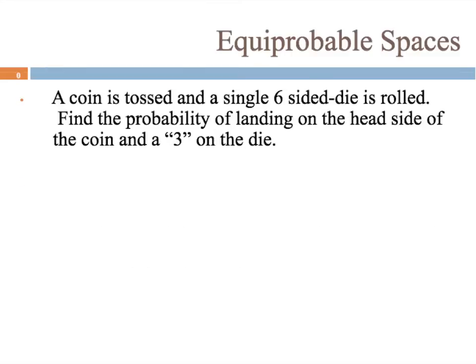So here's an example. A coin is tossed and a single 6-sided die is rolled. Find the probability of landing on the head side of the coin and a 3 on the die. So for the coin, it's just 1 out of 2 for getting heads. And then we're going to multiply that by getting a 3 on the die. So that's just 1 out of 6. So the probability of both of those happening is going to be 1 out of 12.